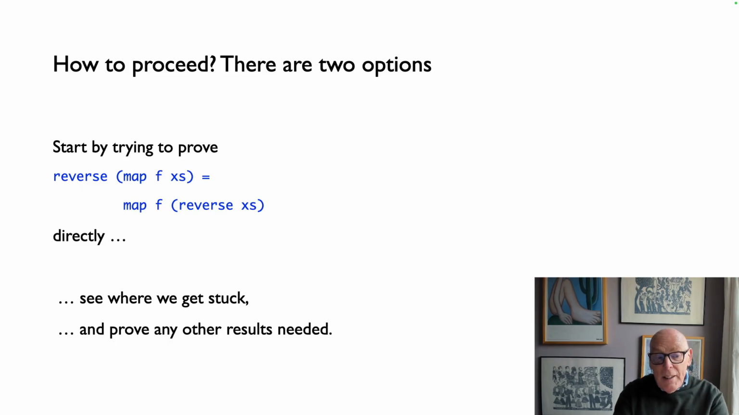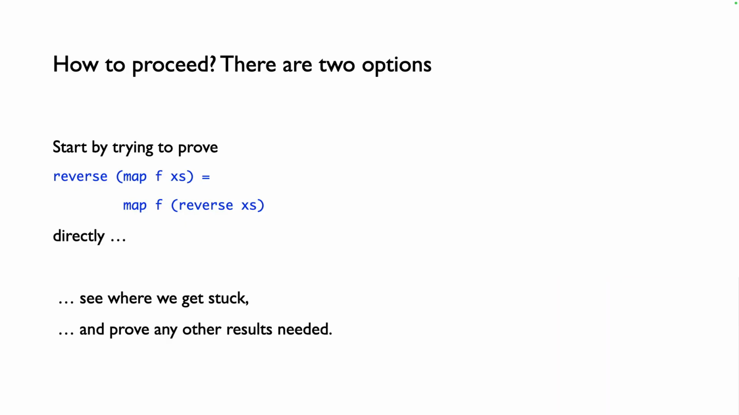Now, what we might find is we get to a certain point and then we get stuck because there are some other things that we might need to prove. We know that reverse is defined using ++, for example, and so if reverse is defined using ++, we may find that somehow we get to a point where we're using ++ and we're not able to make the two sides of a particular goal equal.